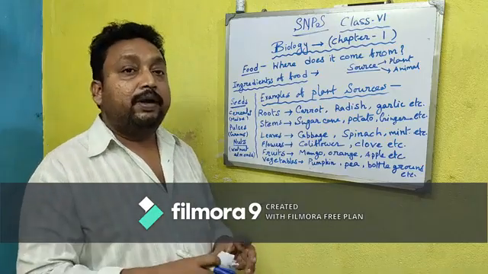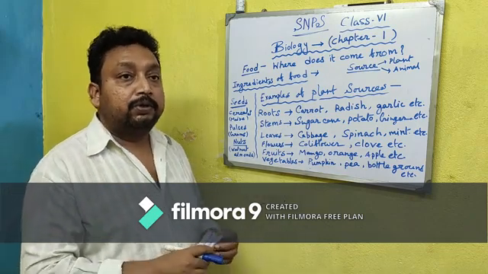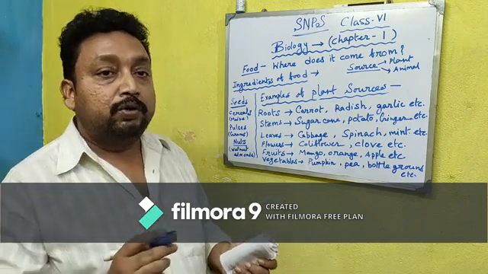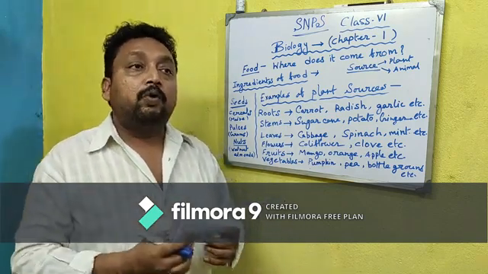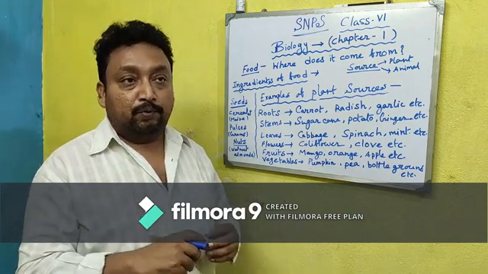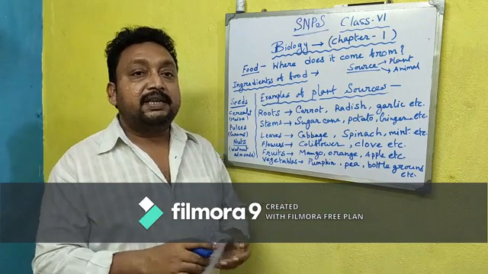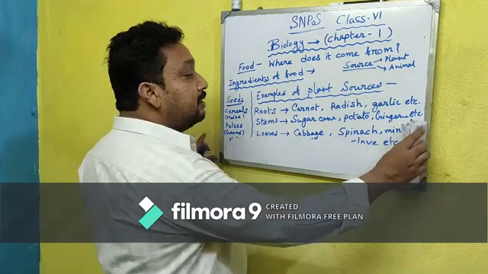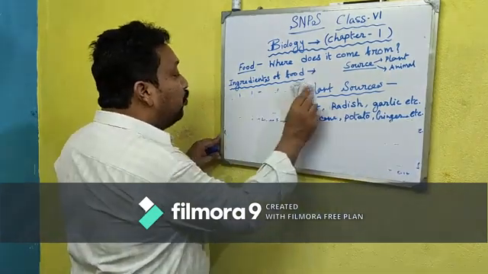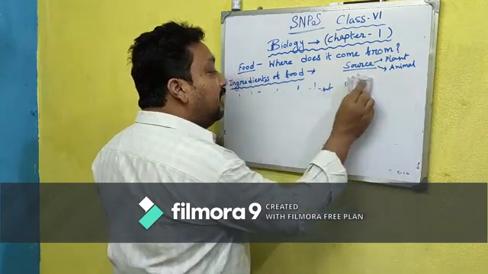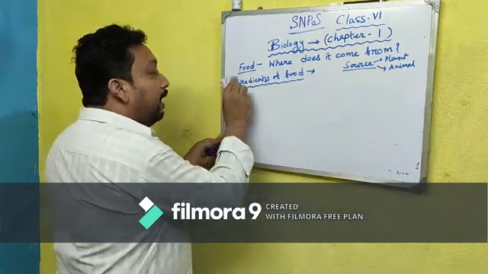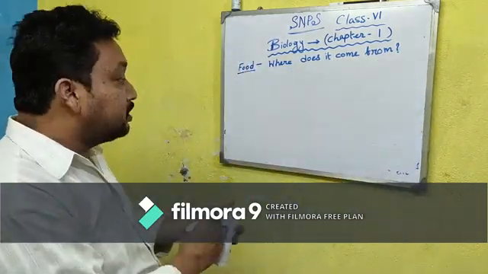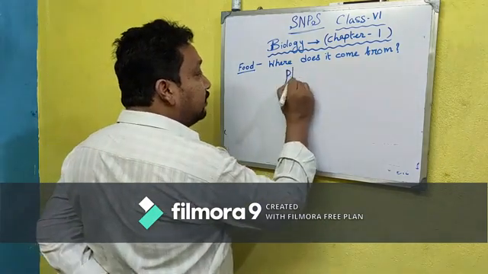Now we will discuss the different sources of food we get from plants, but how does the plant produce food? That process is known as photosynthesis. Now we will discuss the process of photosynthesis: what is photosynthesis and how it helps a plant to produce food.